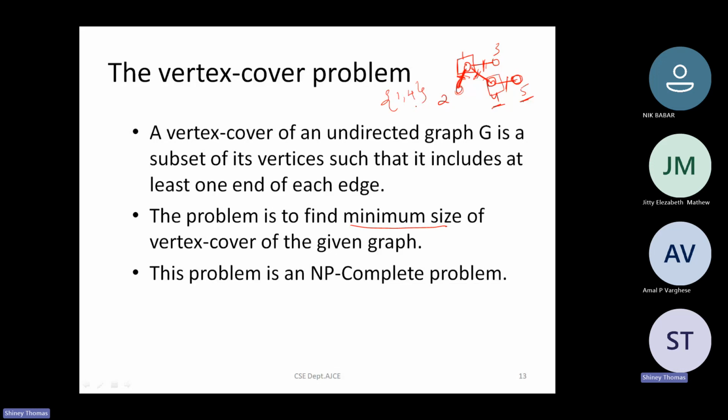So vertex cover of an undirected graph G is a subset of vertices. See, this is a vertex, right? So it's a subset of vertices such that it includes at least one end of each edge. ഇതുണ്ടോ, ഒരു എഡ്ജിന്റെ ഒരറ്റത്തേലും അത് ഇൻസിഡന്റ് ആണ്. ഇതുണ്ടോ, ഈ ഒരു വെർട്ടെക്സ് എടുത്തു കഴിഞ്ഞാൽ ഈ എഡ്ജ് ഇൻസിഡന്റ്, ഈ എഡ്ജ് ഇൻസിഡന്റ്. അങ്ങനെ എത്ര എഡ്ജസിനെ നമുക്ക് കവർ ചെയ്യാൻ പറ്റും എന്ന് നോക്കുന്നതാണ് വേർട്ടെക്സ് കവർ. Is it clear? പ്രോബ്ലം ക്ലിയർ ആണോ?